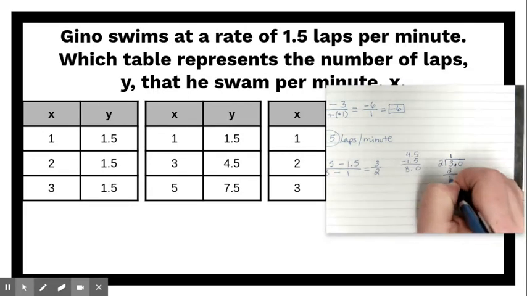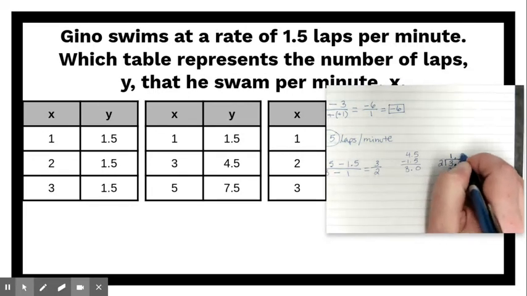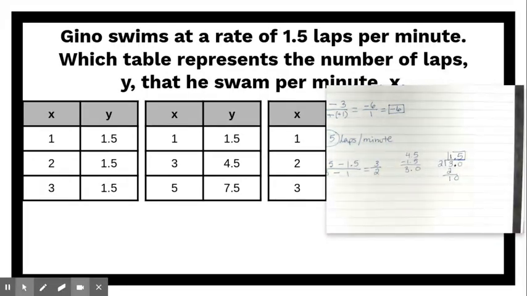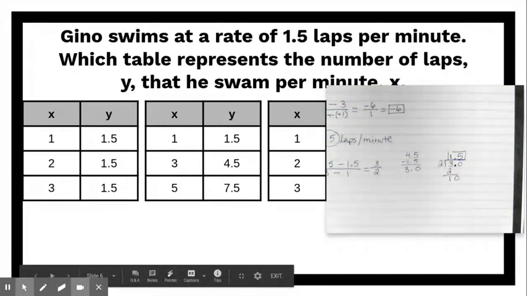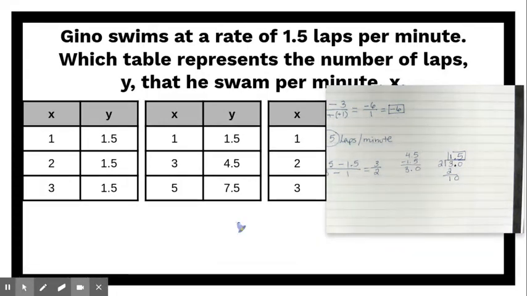That's twice. And 2 goes into 10 5 times. And that's 1.5. So it's this second one right here. Okay, I hope you understand that. If you don't, let me know and I'll get you a little bit more work.